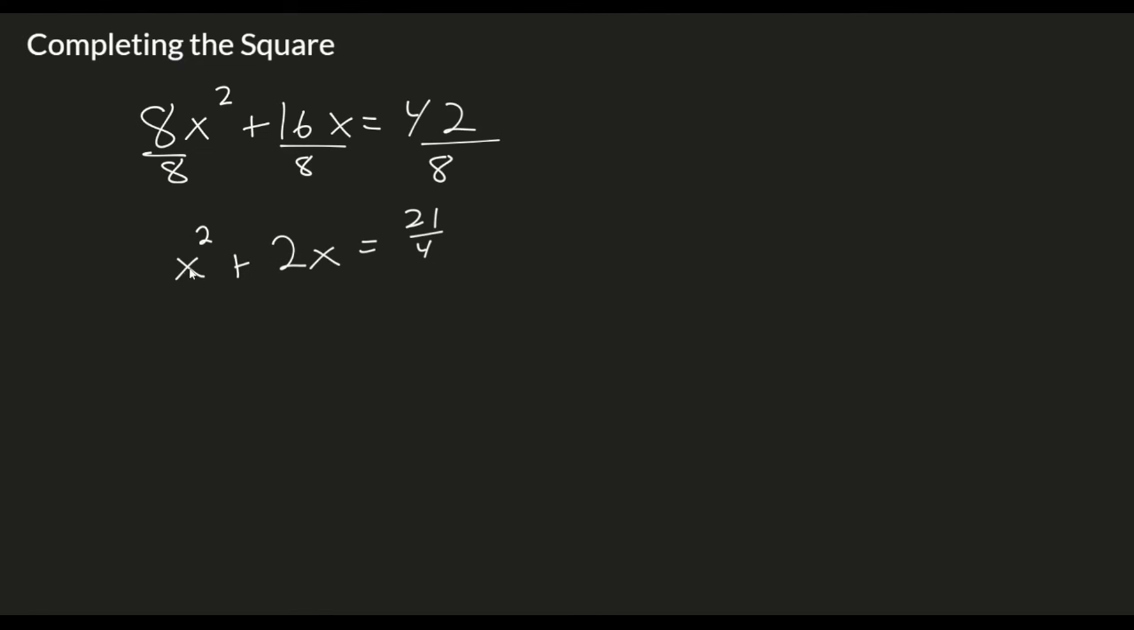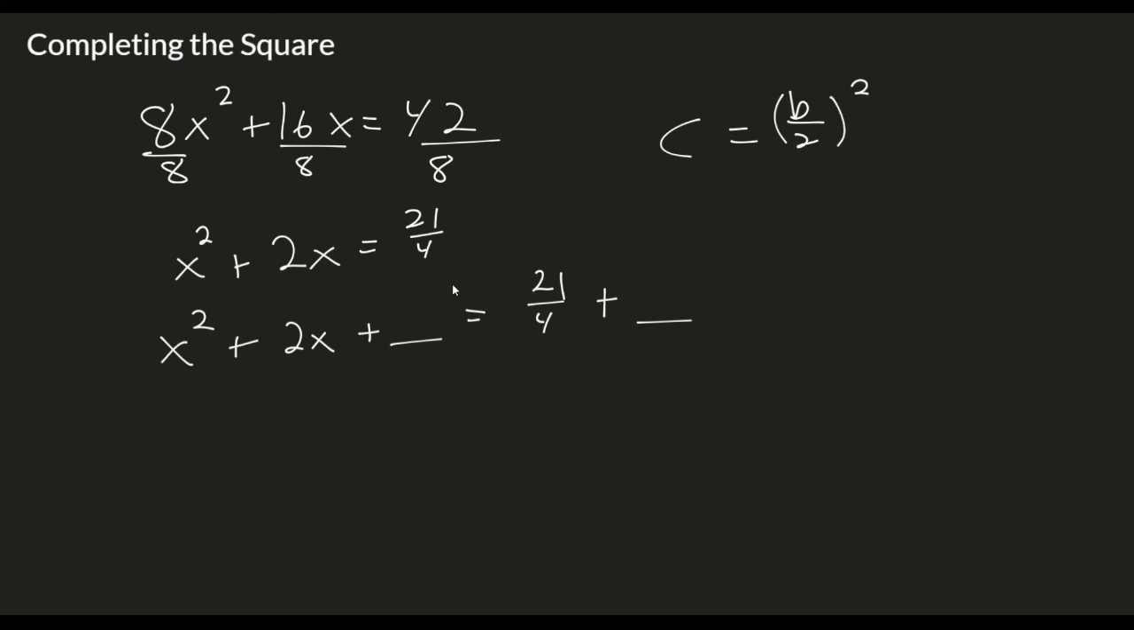So you see on the left, I have my quadratic expression. It's almost set up to complete the square. So that's x squared plus 2x plus some term equals 21 over 4 plus that term we're going to add in to complete the square. And that value is, from our c equals b over 2 squared, b is equal to 2 in this expression. So c equals 2 over 2 squared. That's 1 squared, that's 1. So we're going to add 1 to both sides.